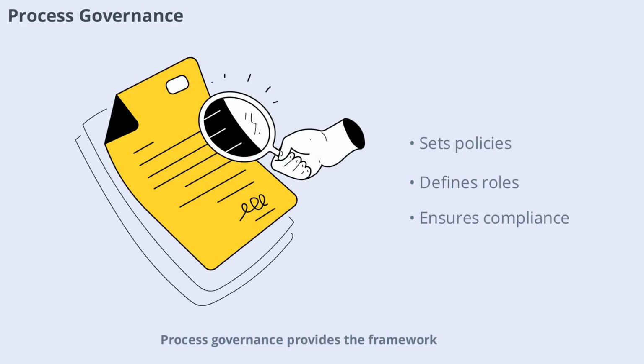Process governance provides the framework for managing and controlling processes. This includes setting policies, defining roles, and establishing oversight mechanisms. Strong governance ensures that processes align with organizational goals and comply with regulations.